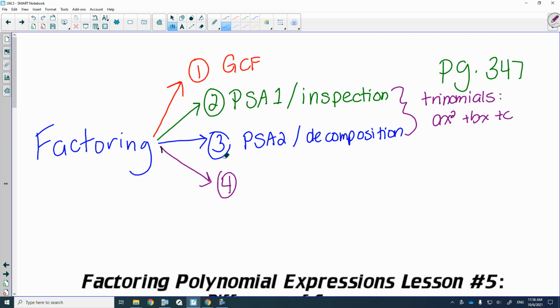So the first method of factoring we did was GCF, right? After that, we did our PSA 1, PSA 2. Remember though that that's the informal wording. It's inspection or decomposition. What's important about these two methods of factoring is it will always be trinomials. So if I give you a trinomial, an x squared, an x, and then a constant, you say to yourself, is this a PSA 1 or is it a PSA 2? It's going to be one of the two. The last method of factoring, what we'll do today, it's something called difference of squares.